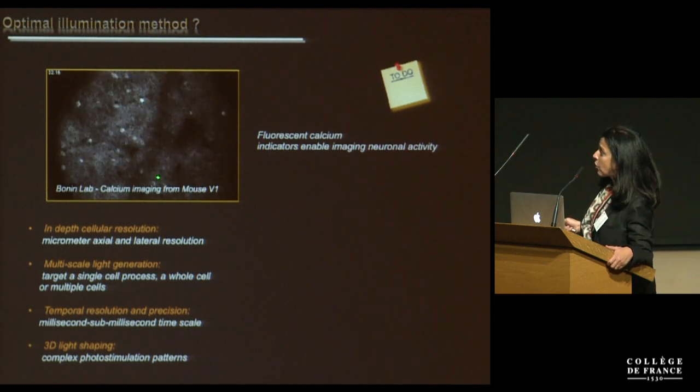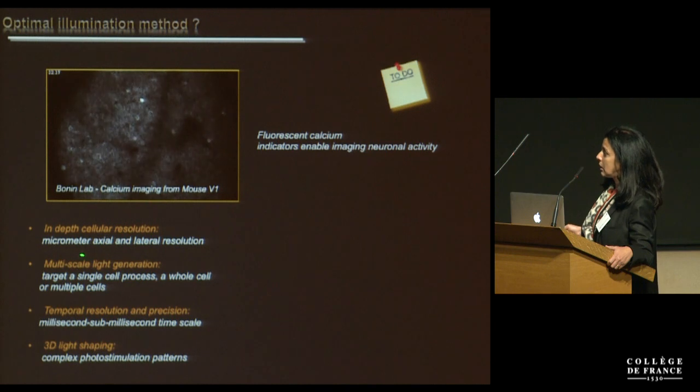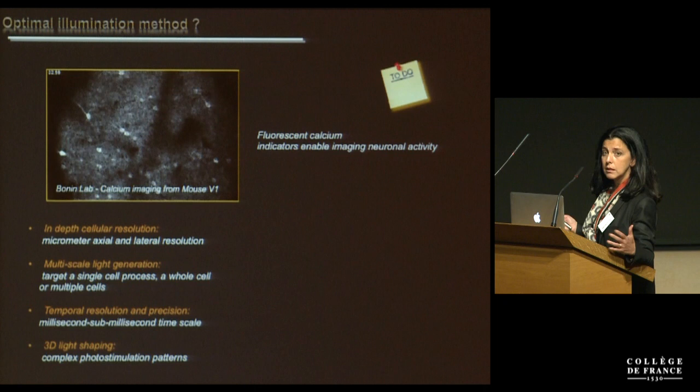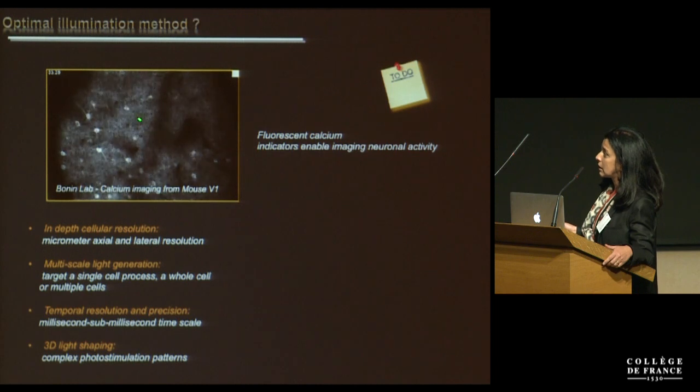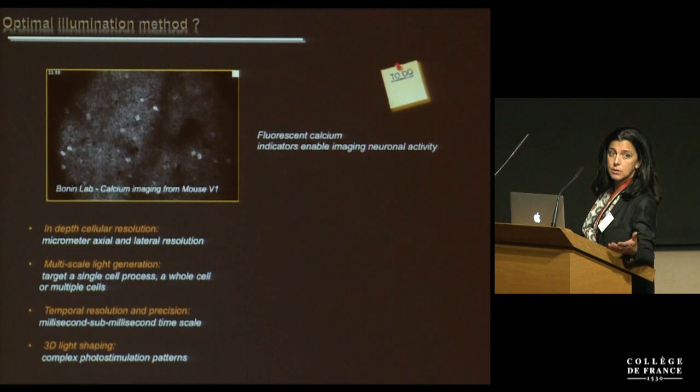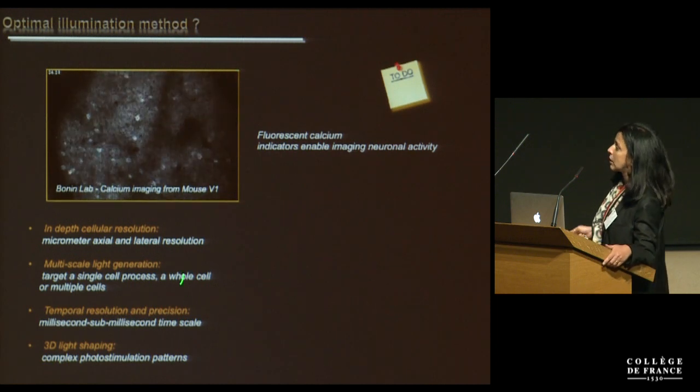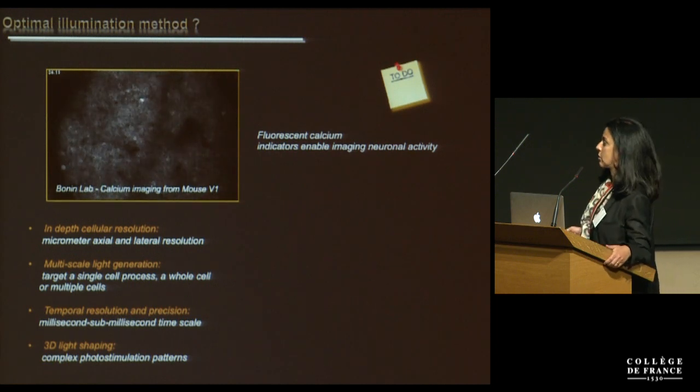But now you might also want to reproduce this activity, and in that case you need what I call multi-scale light generation. It means that, ideally, without changing anything in your microscope, you would like to switch from a situation where just a single target is switched on and off to a situation where there are a number of them with correlated activity. And so this is what I call multi-scale light generation.